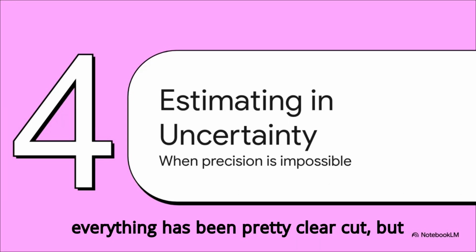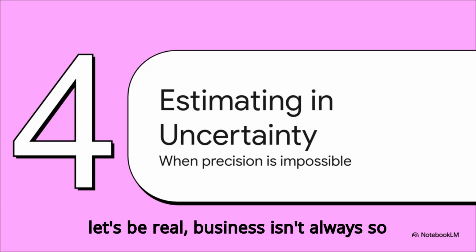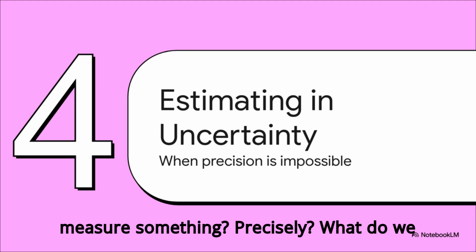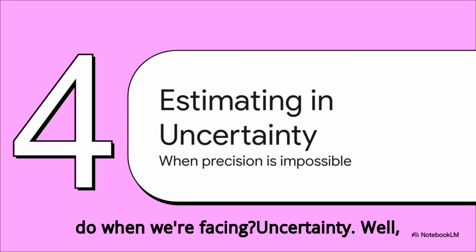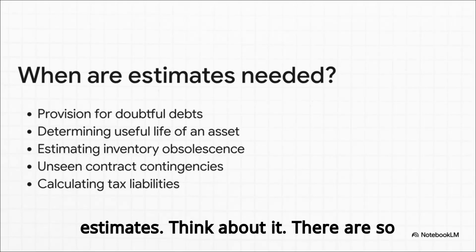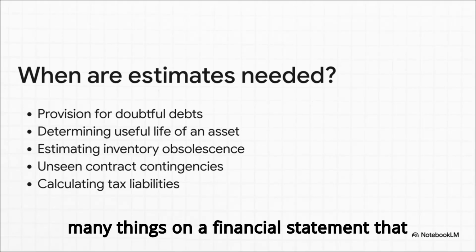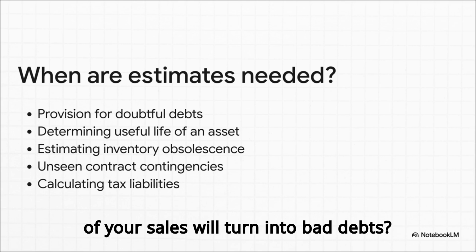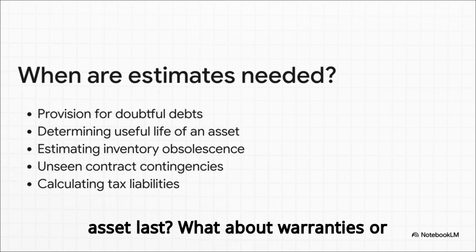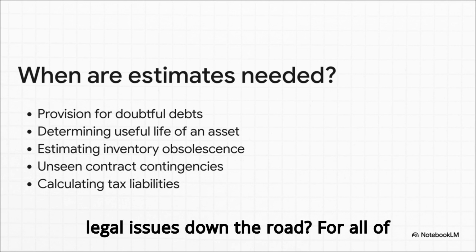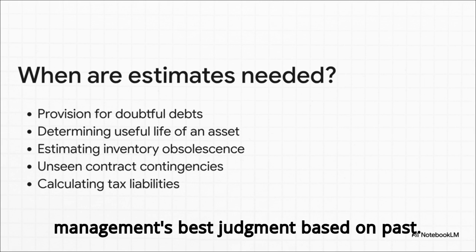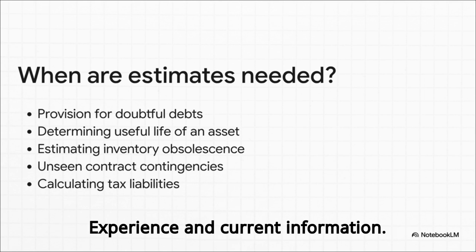Okay, so far everything has been pretty clear-cut. But let's be real. Business isn't always so neat and tidy. What happens when we can't measure something precisely? What do we do when we're facing uncertainty? Well, that's when we have to start making estimates. Think about it. There are so many things on a financial statement that are impossible to know for sure. How much of your sales will turn into bad debts? Exactly how many years will this new asset last? What about warranties or legal issues down the road? For all of these, we can't measure them perfectly, so we have to rely on estimates, using management's best judgment based on past experience and current information.